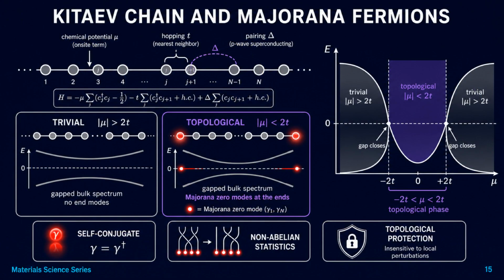The Kitaev chain is a model for topological superconductivity hosting Majorana zero modes. These are exotic quasiparticles that are their own antiparticles. In the topological phase, where the magnitude of the chemical potential is less than twice the hopping amplitude, zero-energy Majorana modes appear localized at the chain ends. Their non-abelian statistics and topological protection make them promising candidates for fault-tolerant quantum computing.